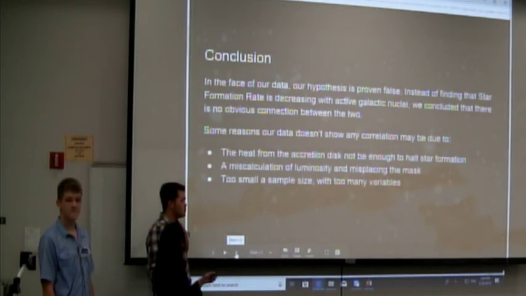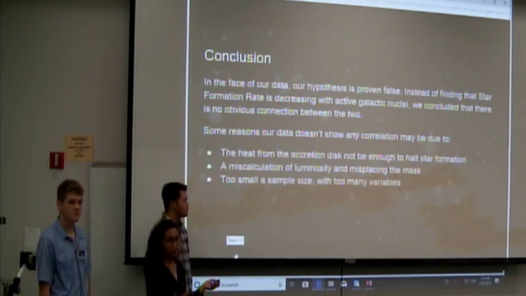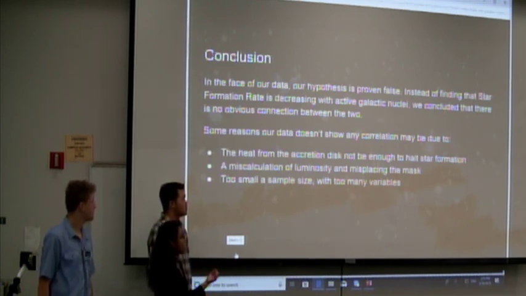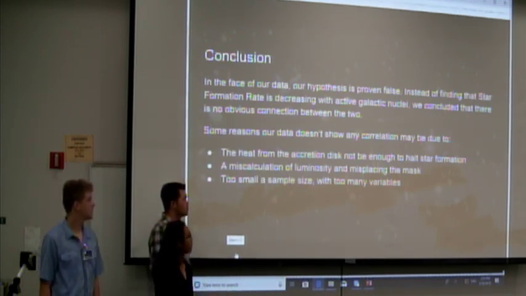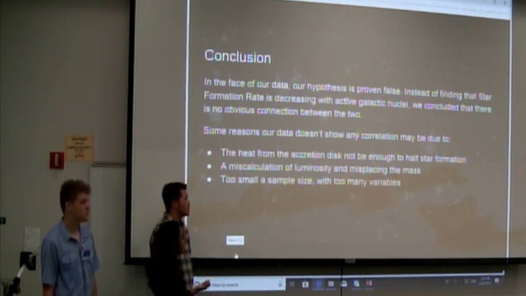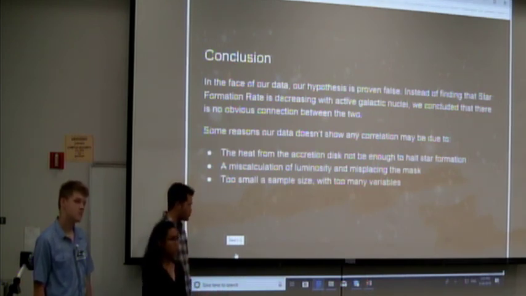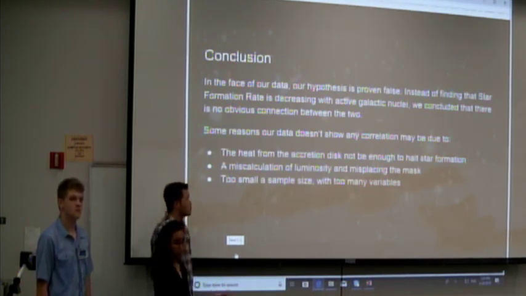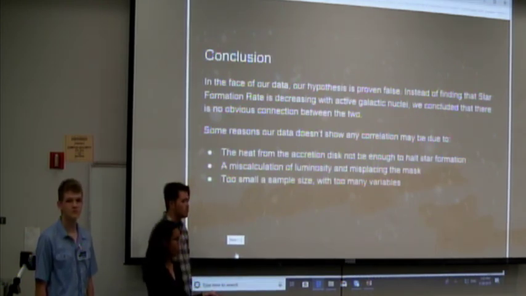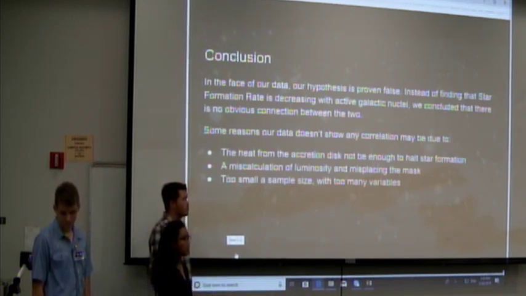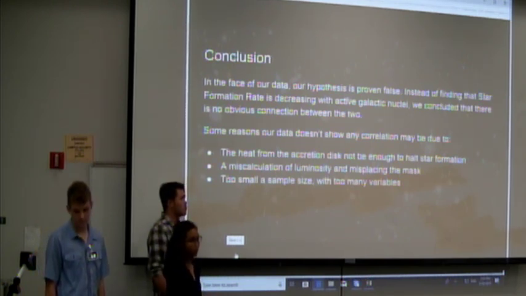So, in conclusion, in the face of our data, our hypothesis is proven false. Instead of finding that star formation rates are decreasing with active galactic nuclei, we concluded that there is no obvious connection between the two. Some reasons our data doesn't show any correlation may be because the heat from the accretion disk may not be enough to stop star formation or at least slow it down, or perhaps a miscalculation of luminosity and misplacing the mask, or too small a sample size with too many variables to account for.